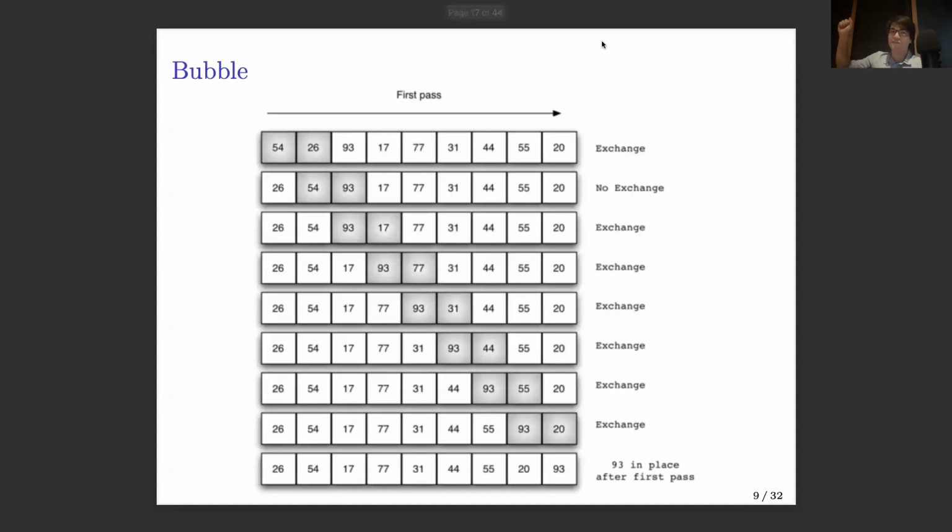So the picture is really informative here. I look at 54 and 26, and they're not ordered, so I swap them. Now I look at 54 and 93, and they're ordered, so I don't do anything. Then I look at 93 and 17, and they're not ordered, so I swap them. And then eventually, 93 gets to the top. This is called bubble sort because the largest value bubbles its way to the top. It rises to the top.